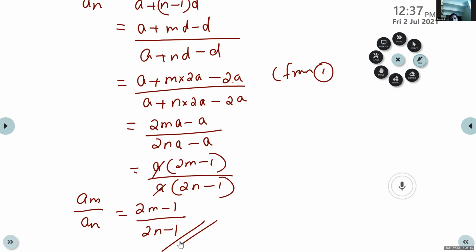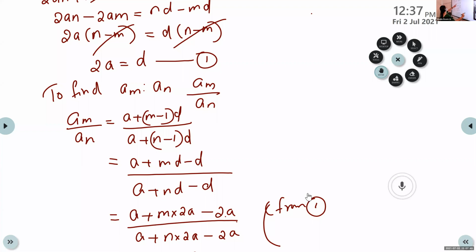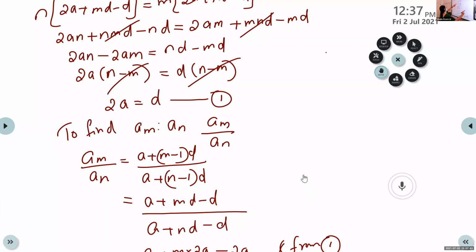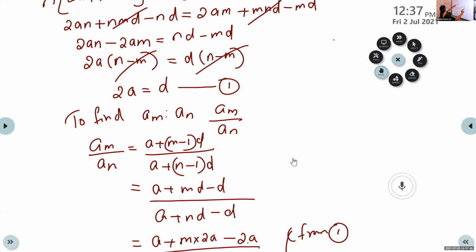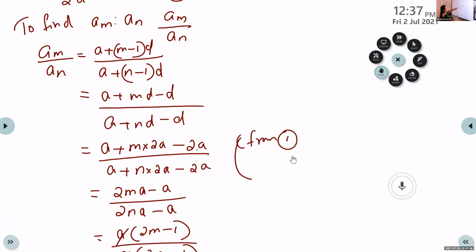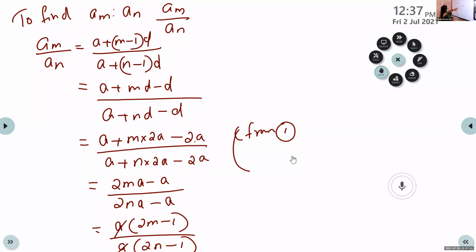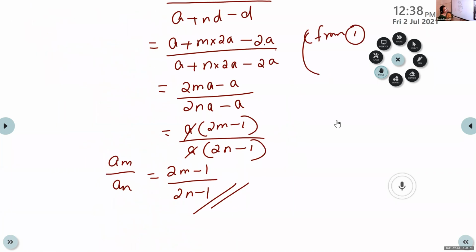Ma'am, how that 2a? Which one? Here. Because see the first equation: d equal to 2a. Instead of this d, I have substituted 2a. Clear? Okay, ma'am. Any other doubt?